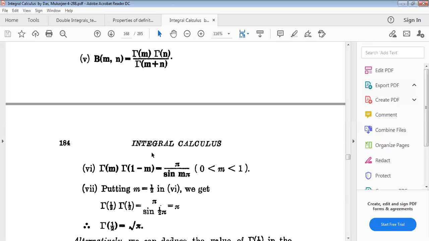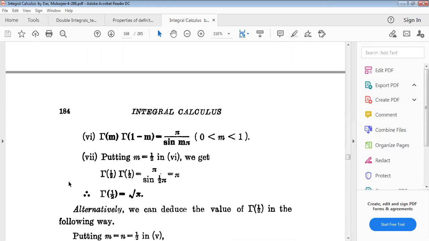We just have to use this as a formula. In different examples, we have to use this. Now, if we put m equals half in this formula, then gamma half into gamma half equals pi divided by this. That means gamma half equals square root of pi. This is also another formula we have to use in our previously discussed example.